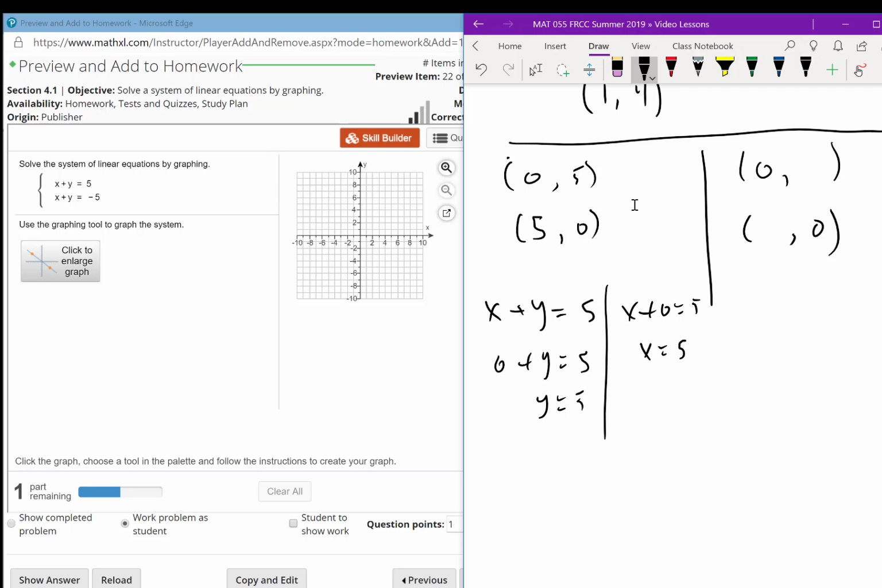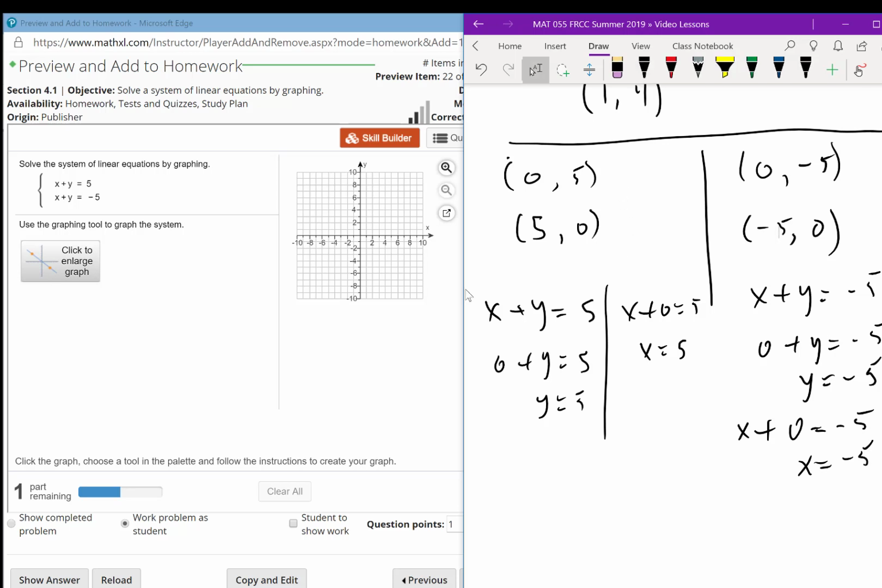And then when I come over here for my second line, we get x plus y equals negative 5. So again, 0 plus y equals negative 5, so y equals negative 5. So I'll put a negative 5 right here. And then we get x plus 0 equals negative 5. So x equals negative 5. So I'll put a negative 5 here.